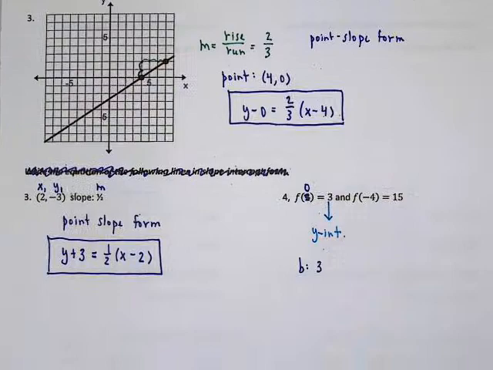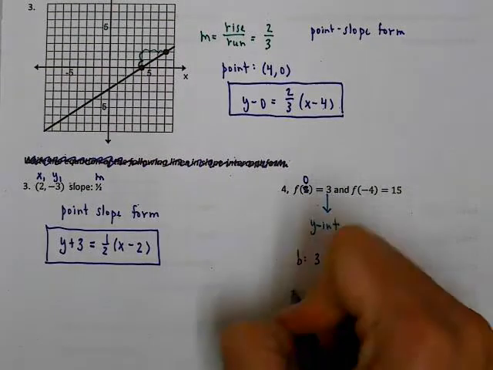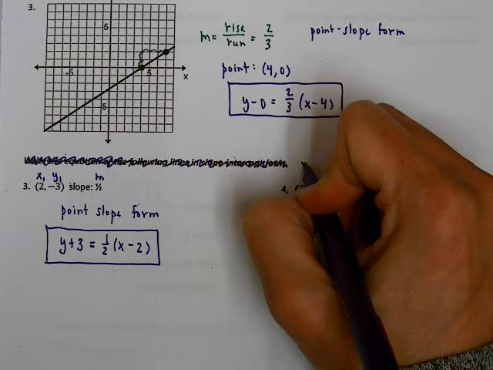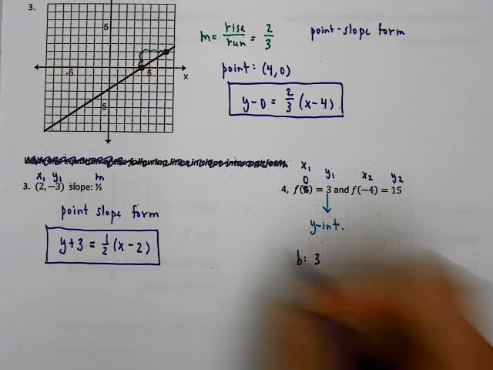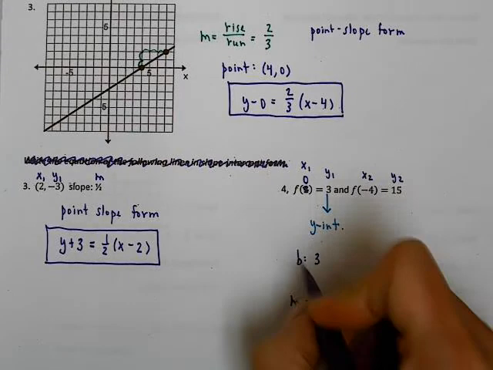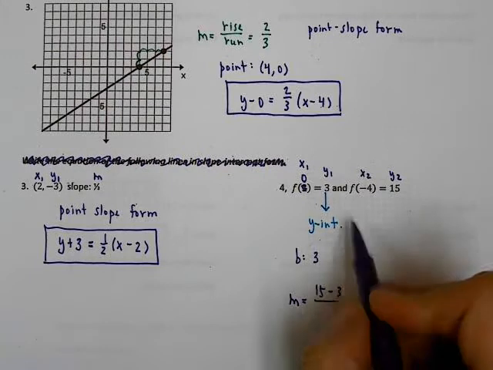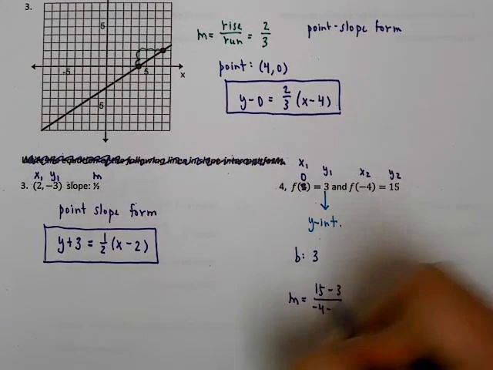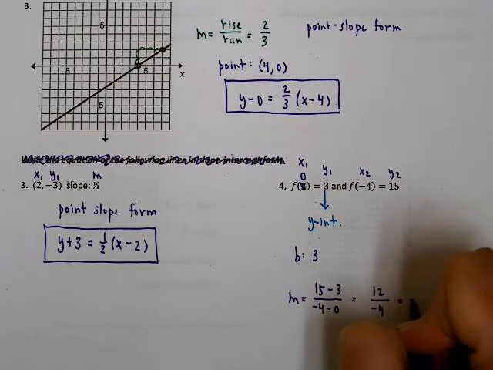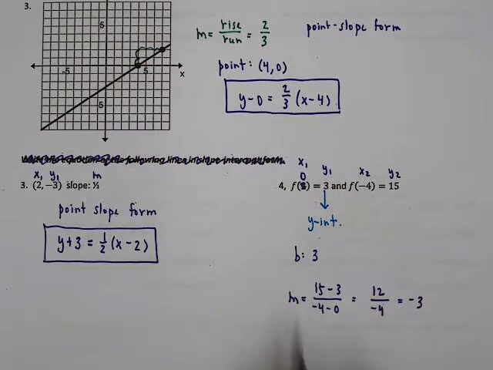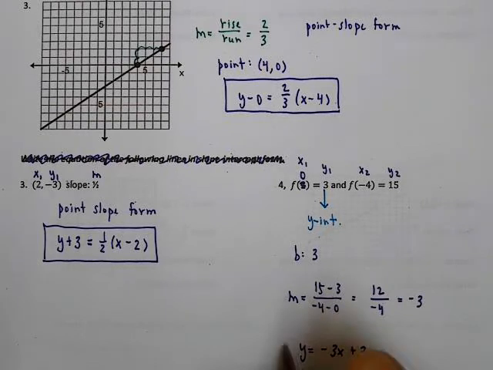So if I can just get the slope, now I can put this in slope-intercept form. For slope, I've got x1, y1, x2, y2. So I can use m equals y2, 15, minus y1, which is 3, all over x2, which is negative 4, minus x1, which is 0. So I get 12 over negative 4, which is negative 3. So now I have an m and a b, and I have y equals negative 3x plus 3.